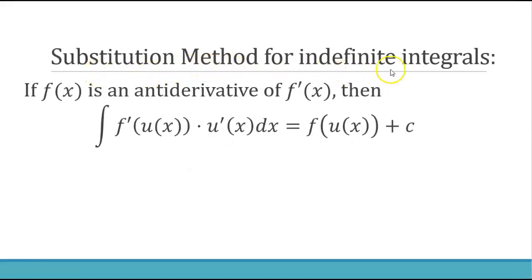So the substitution method for indefinite integrals says that if f of x is an antiderivative of f prime of x, then the integral of f prime of u of x times u prime of x dx is equal to f of u of x plus c. So hopefully you can see this is the chain rule in reverse. There's my inside function u of x and its derivative on the outside, u prime of x. And the antiderivative is just that original composition f of u of x. And then we need that constant plus c.